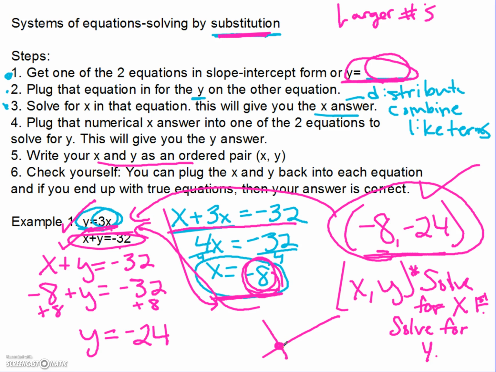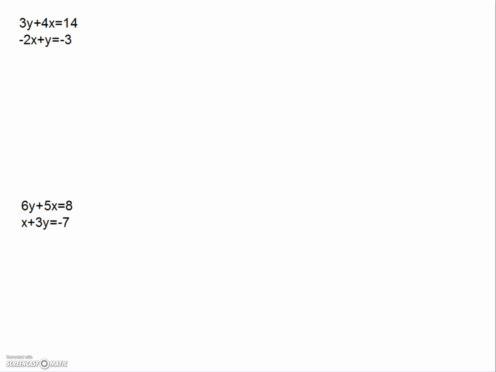So let's work a couple more examples together. All of these should go in your journal as we're working along, please. Next example: we have 3y plus 4x equals 14, and then negative 2x plus y equals negative 3. Notice neither one has a y equals, so we have to choose one of the two to make y equals. Me personally, I'm going to choose the second one because it's already close to y by itself.